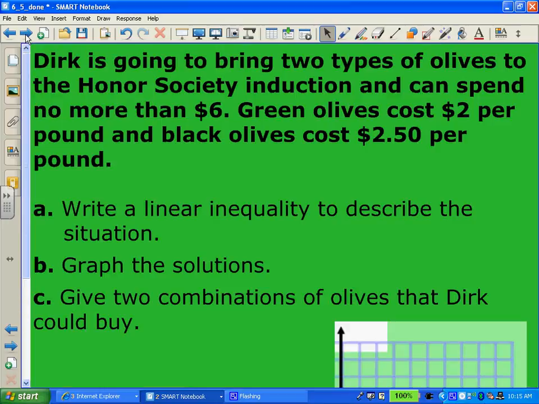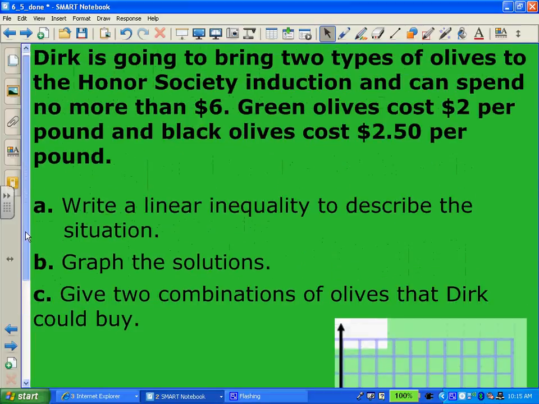Let's look at another one here. Dirk is going to bring 2 types of olives to the Honor Society induction and can spend no more than $6. Green olives cost $2 per pound and black olives cost $2.50 per pound. So again, the first thing we gotta do is write an equation. Well, if green olives is x and black olives is y, I'd have to have the sum of those be less than or equal to, because no more than, $6.